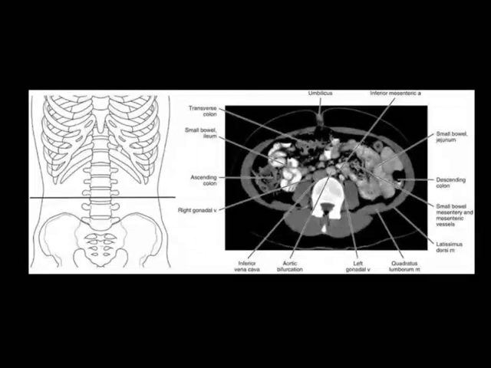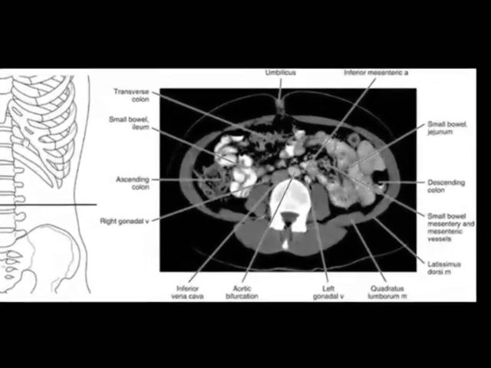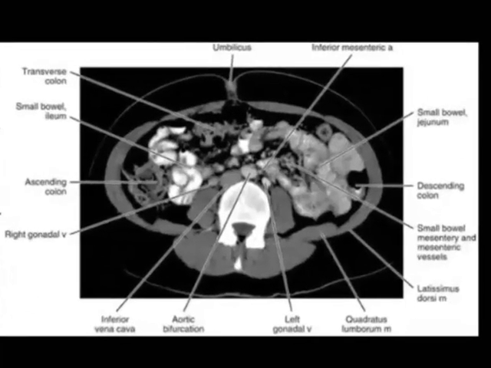This is an axial of the lower abdomen at about the level of the umbilicus. This is a good image to pause the video and study and note the sections of the small and large bowel demonstrated in this particular image.